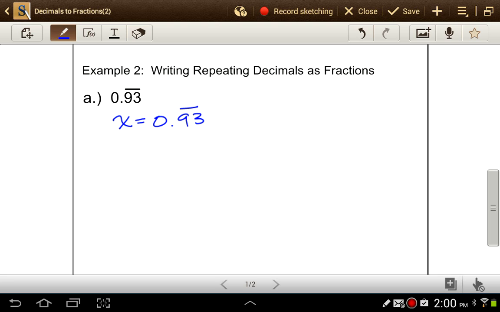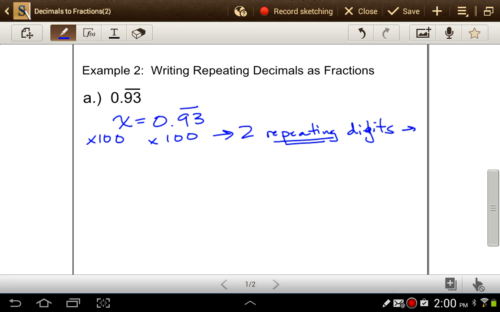First thing I'm going to do is multiply both sides by 100. Why 100? I'm multiplying by 100 because I have two repeating digits. Not that I have two numbers after the decimal point, but that I have two repeating digits. The 9 and the 3 are both repeating. So I'm going to multiply by 100 because that is 10 to the second power. And that's where my 100 comes from.